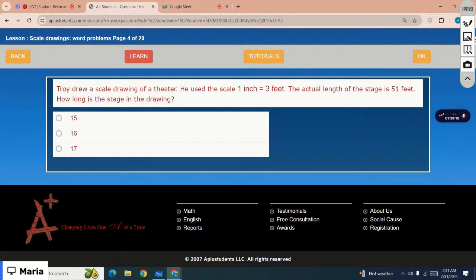The correct option is 17 feet. Sorry, not inches.